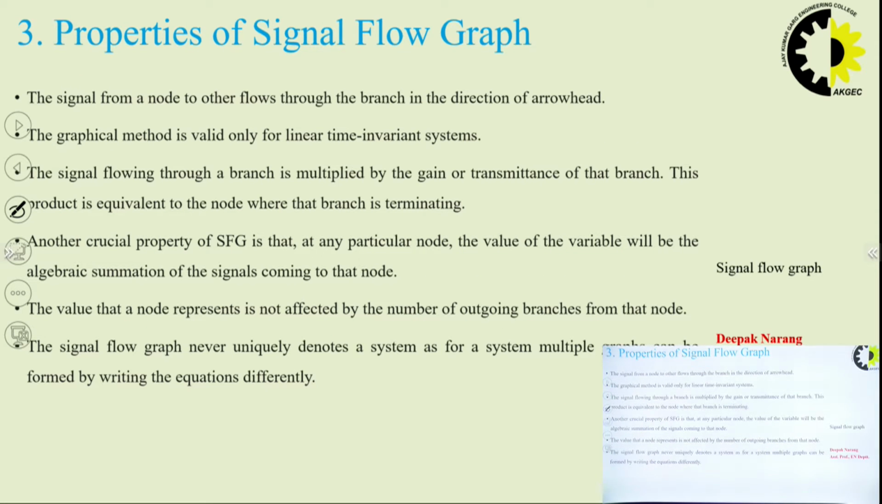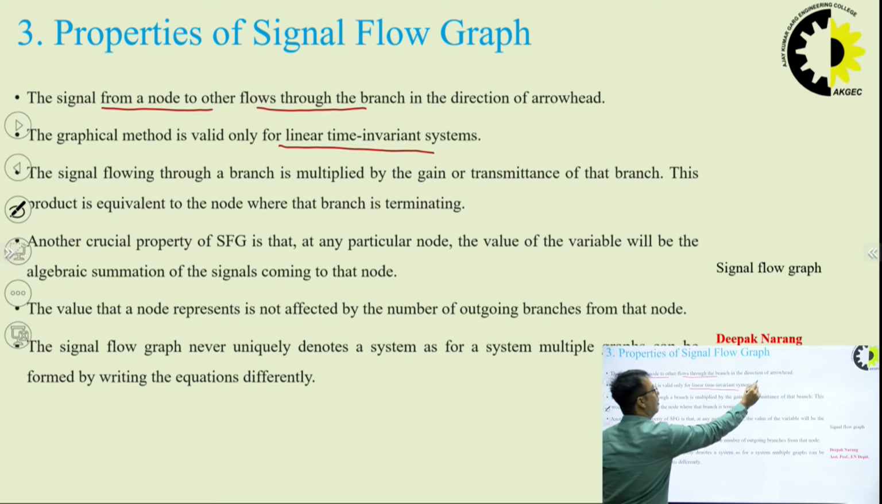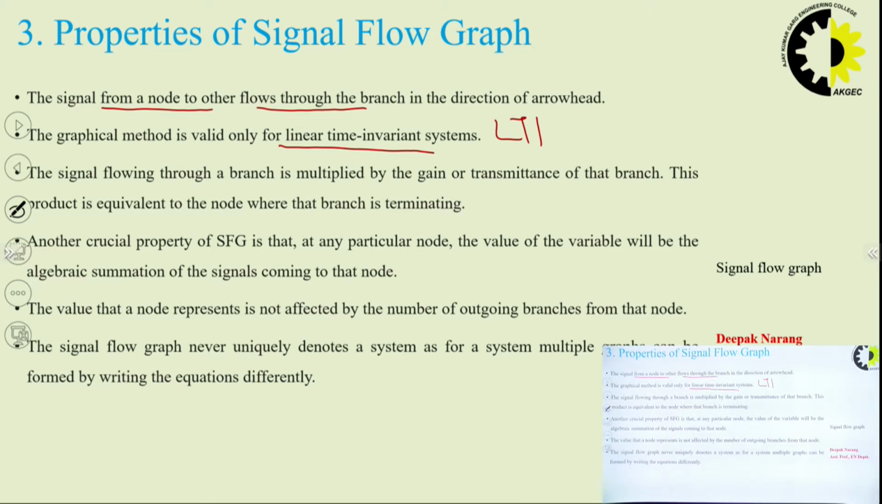Now, some properties of signal flow graph. First property: the signal from one node to another flows through the branch in the direction of the arrowhead only. This graphical method is valid only for linear time invariant systems. So, this is applicable only for LTI systems. It is not applicable for nonlinear or time variant systems.